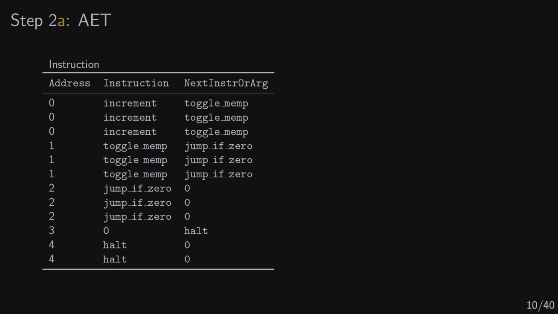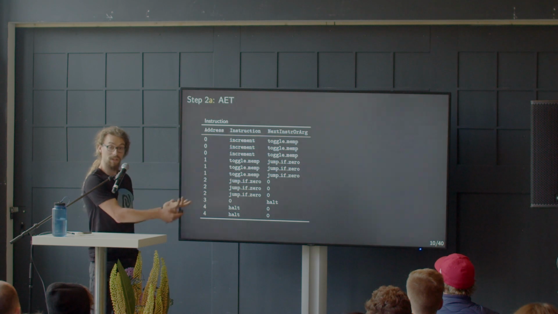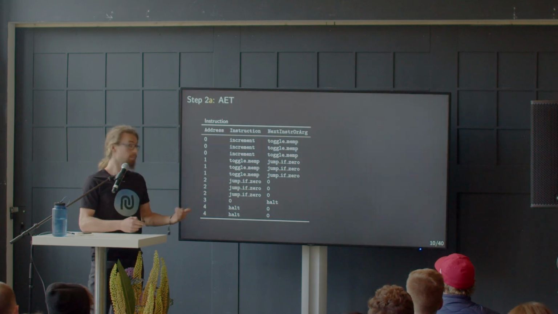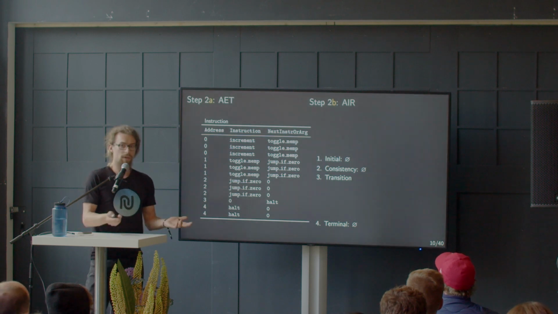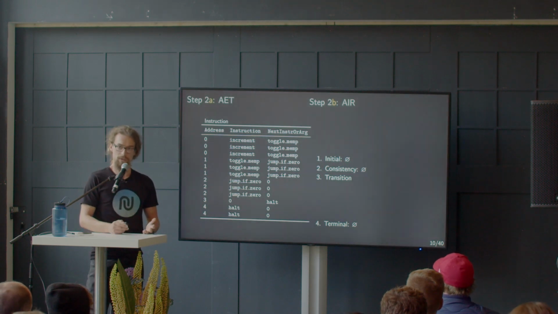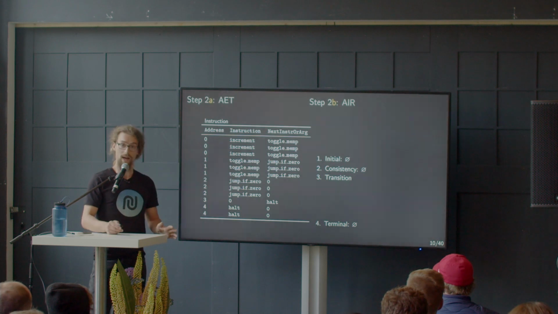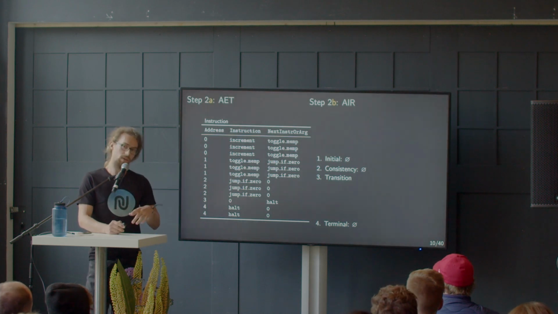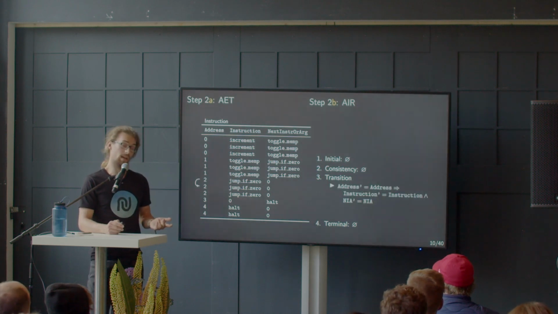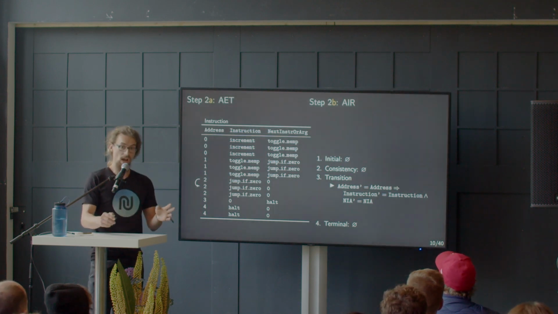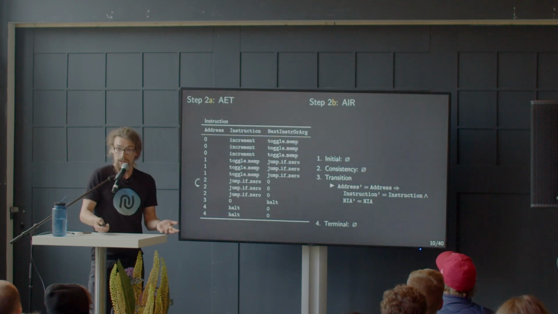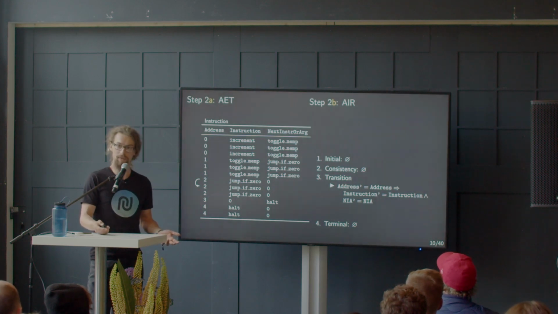And now we can very easily, in terms of AIR, talk about what it means for this table to be correct. So here's our AIR for that table. There's no initial constraint, no consistency, no terminal constraints, because other tables are taking care of that. But the transition constraint, what we need to check, is that if the address stays the same, so does everything else, because the program is read-only. It cannot change throughout the run of the VM.